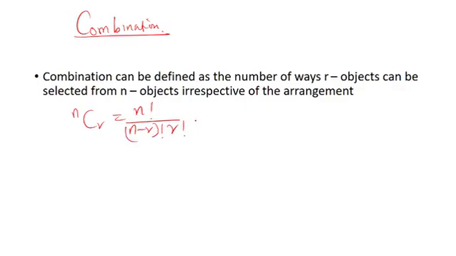Now it's just talking about the number of ways you can select objects from a given number of objects. So combination talks about selection, how you can select, while permutation talks about how you can arrange. The relationship between combination and permutation is that permutation over R factorial gives you combination.